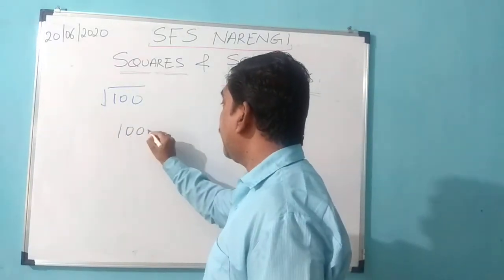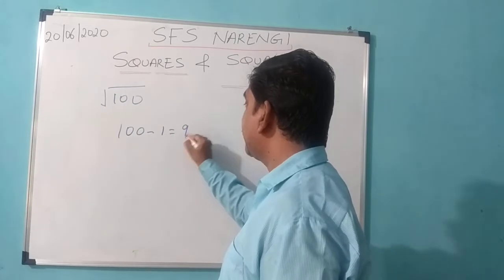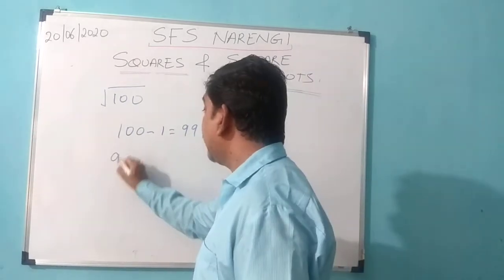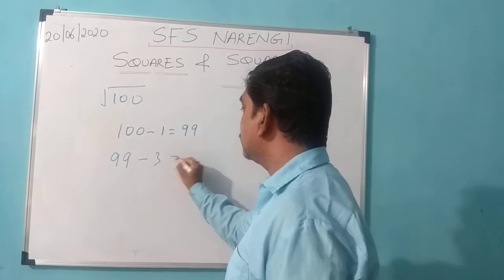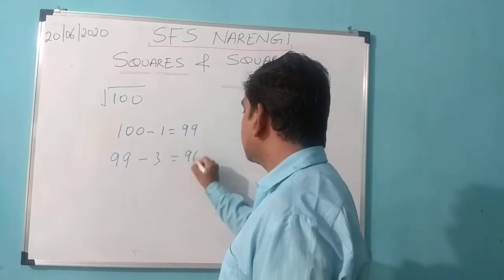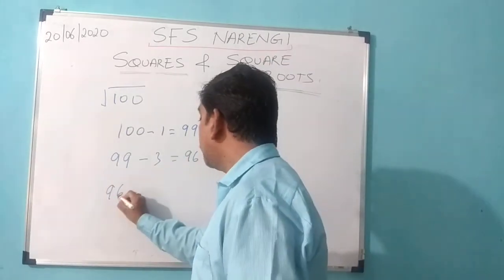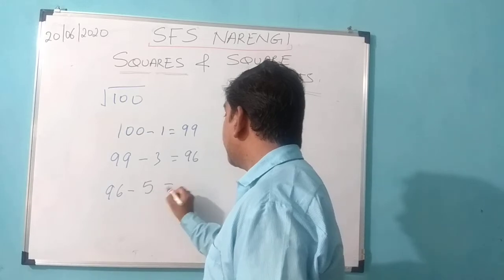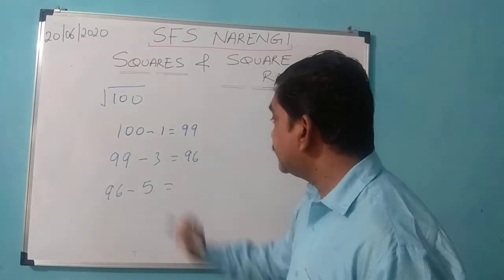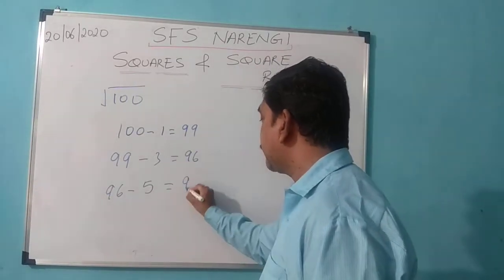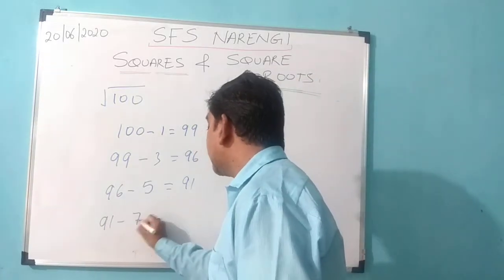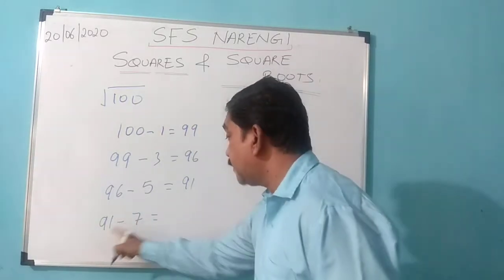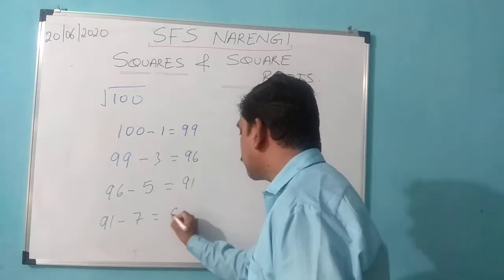We will subtract 100 minus 1. I will get 99. Then again 99 minus 3. Remember, odd numbers. I will get 96. Again 96 minus 5, I will get 91. Then again 91 minus 7. What will I get? 91 minus 7, I will get 84.